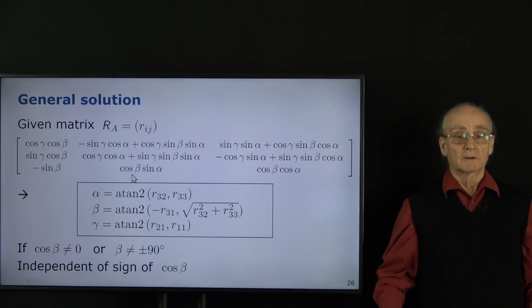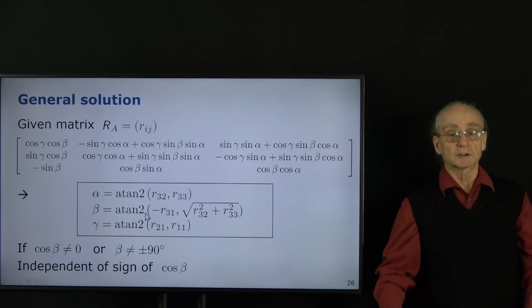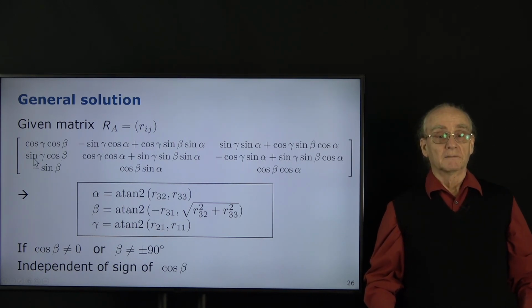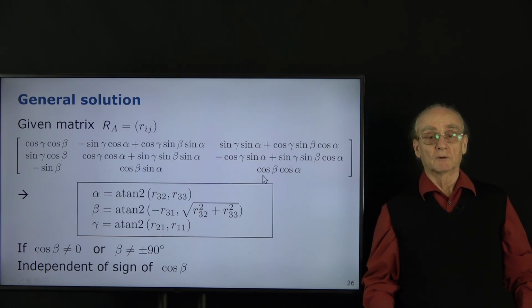So we take this, we first see that the cosine can be taken out, so it will be cosine square of beta multiplied with the sum of sine square of alpha plus cosine square of alpha. So this is 1, so what stays is cosine square beta, and if we take the square root, we get the cosine. So this way we are able to derive the beta with the arcus tangens 2 function from minus R3, 1, and the square root of the sum of these squares.